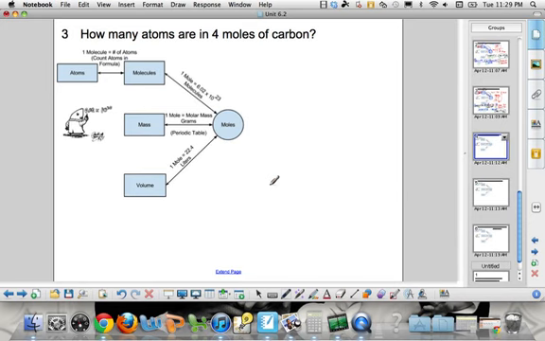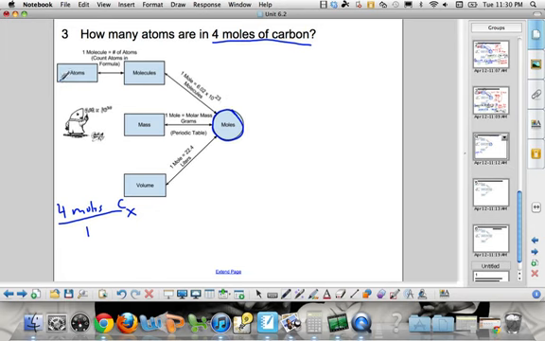Alright, let's do this problem here real quick. We'll do one more, and then we'll be good to go. Now, again, do it just like you've done every problem that we've done thus far. Take what you're given, put it over 1. I was given 4 moles of carbon. Put it over 1. I have to look at this flow chart. Here I am. I'm in moles.